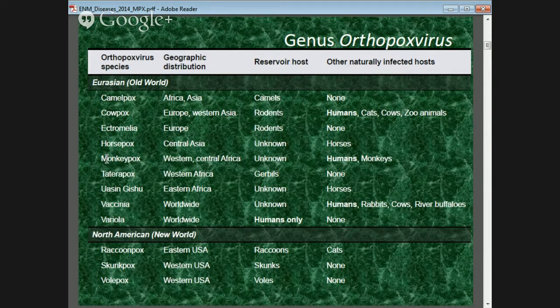And there's several other species causing human disease in Eurasia, which is cowpox, and South America, vaccinia. In North America, there are 3 species that have been recognized and described, but they have not shown to cause human disease, and these are raccoonpox, skunkpox, and pox.